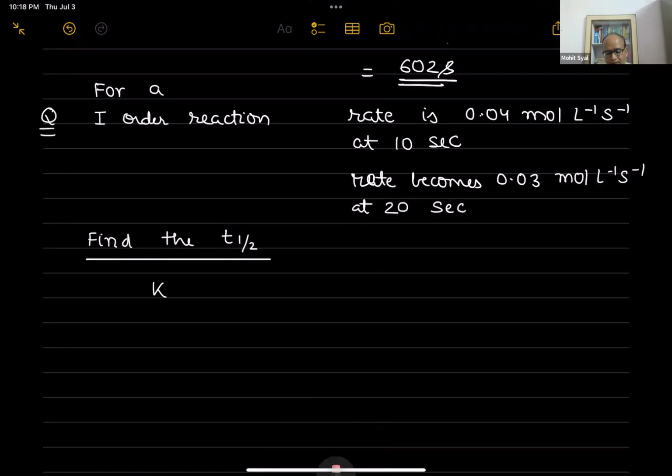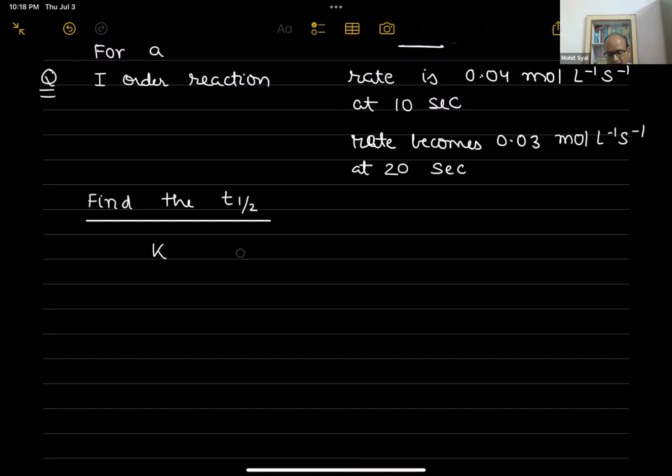What is the formula you are applying? 2.303 by T1 minus T2 log A1 by A2. Or we can also use the integrated rate law: log A naught by A is equal to Kt, log of A1 by A2 is equal to Kt. We can use that one, and then we can solve.